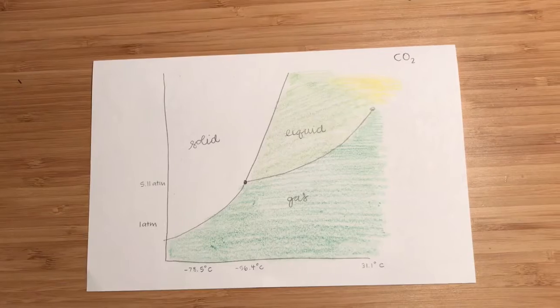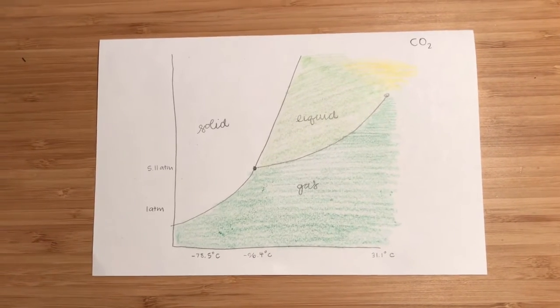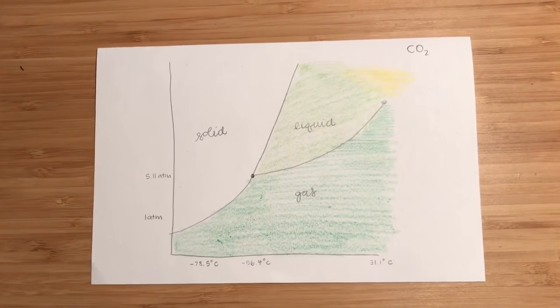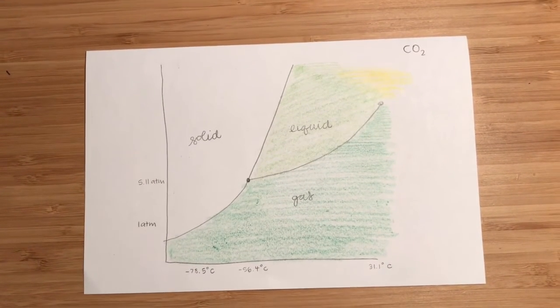Have you ever wondered how coffee is decaffeinated? Or how ice skating works? The answer lies in something called phase diagrams. This is an example of a typical phase diagram. This specific one is for carbon dioxide. It represents how a substance moves through all three of the phases at different temperatures and pressures.